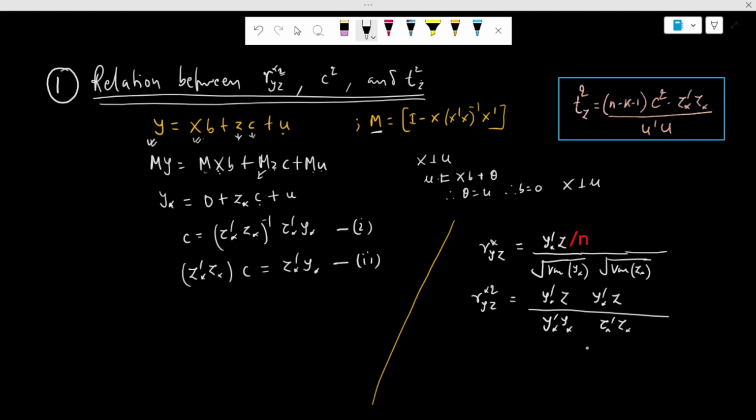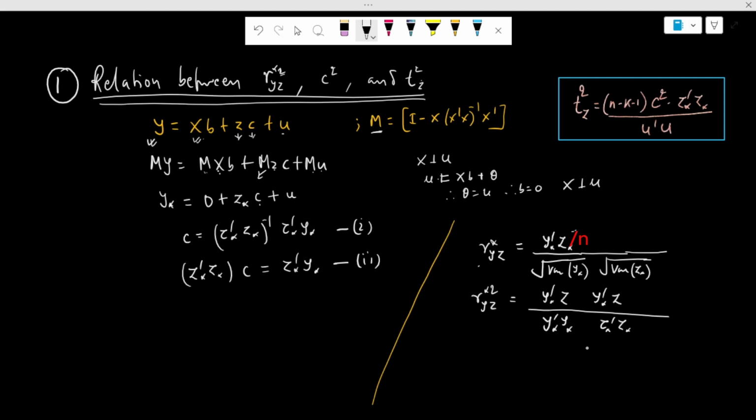The correlation coefficient is free of the scale as well as the shift in the origin. This is equivalent to the covariance of y and z over the root of the variance of y and the variance of z. In both the numerator and denominator, we divide by n. That is why they cancel out.